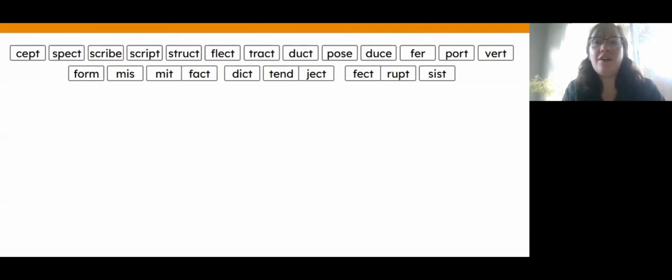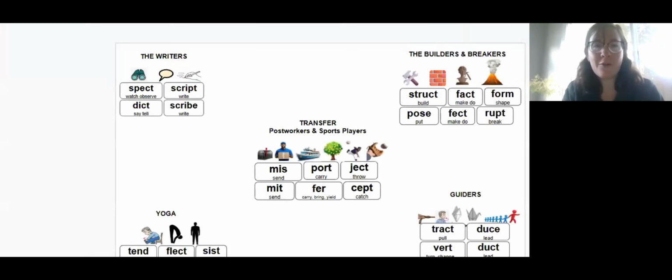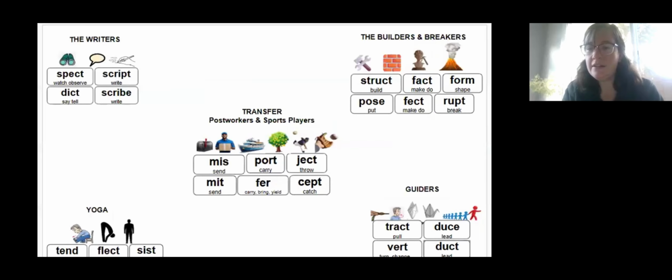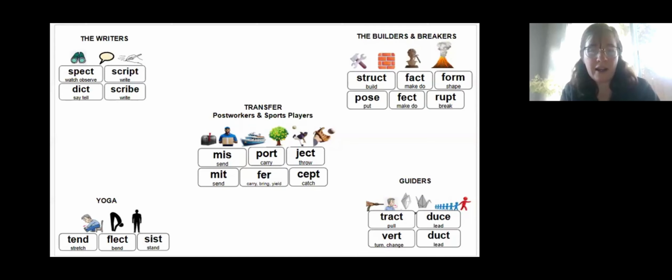Okay, now I'm going to show you the organized way. I have organized these by meaning, and I will show you. Remember, in one professional development, we learned that the more you can group things by category, the easier it is for executive functioning, and the easier it is to remember the content. That's why I have done this.